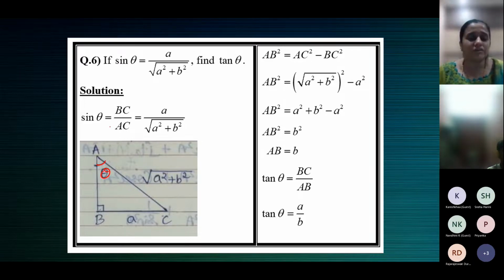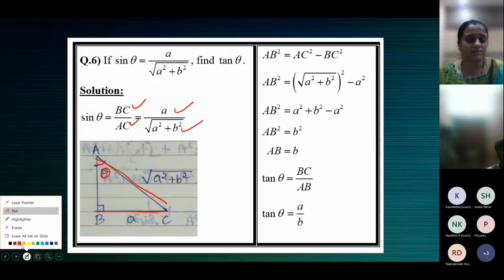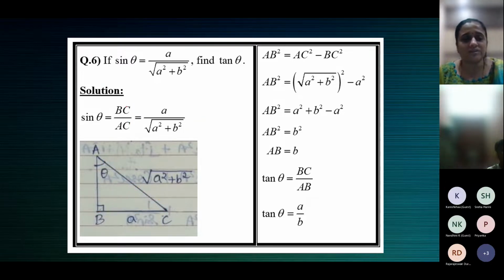By the definition of sine theta, it connects the opposite side and the hypotenuse. So it connects BC and AC. So sine theta by this figure is BC by AC, opposite by hypotenuse. And that is given to be a by root of a square plus b square. So fill it. The opposite side BC is a, and the hypotenuse AC is root of a square plus b square.